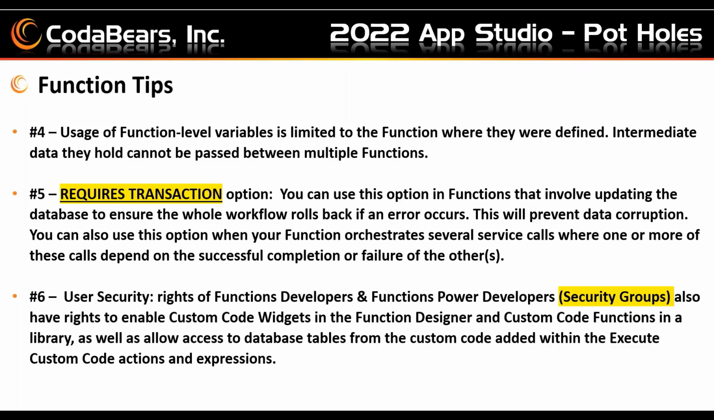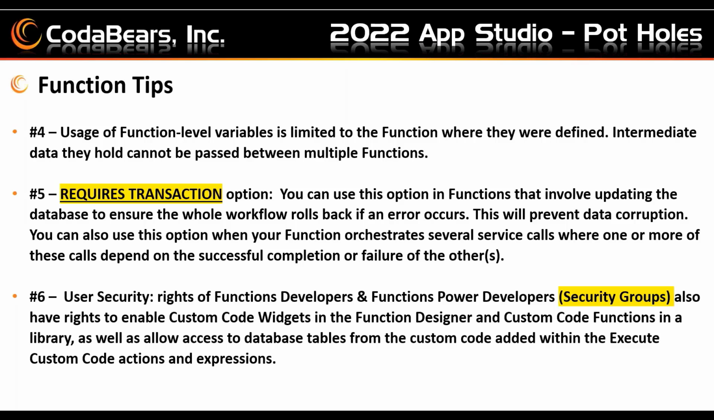Another one, requires transaction, is an option that you can use in functions that involve updating the database. So if I don't have a data transaction at hand, you can't turn around and update the database because you really don't have a transaction record that you're updating. This will prevent data corruption or people trying to update, because you could do that, I guess, if you want to use the business objects or the REST call. But by default, you have to have a transaction in your function for it to turn around and run updates back to the system.